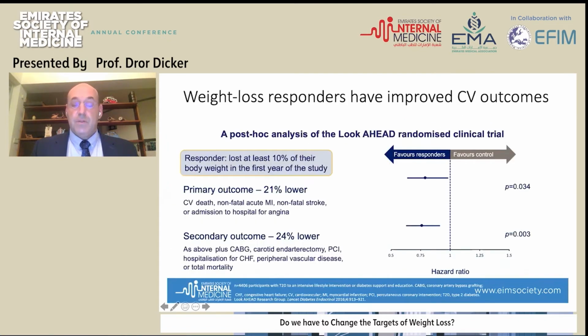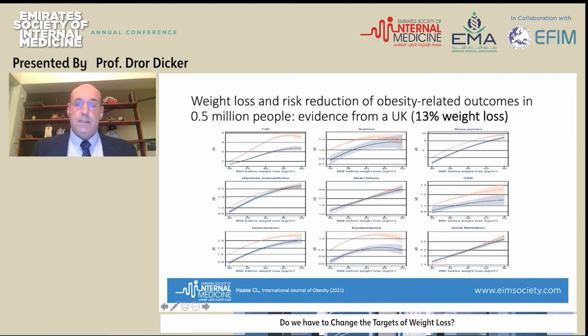But in the secondary analysis, they showed us that those who lost 10% of their weight really achieved the primary and the secondary outcomes. Those who lost 10% reduced the primary 3-point MACE by 21%, and the secondary outcome, meaning CABG, carotid endarterectomy, PCI and hospitalization for coronary heart disease, by 24%. So a 10% reduction can really improve the outcome of cardiovascular disease.